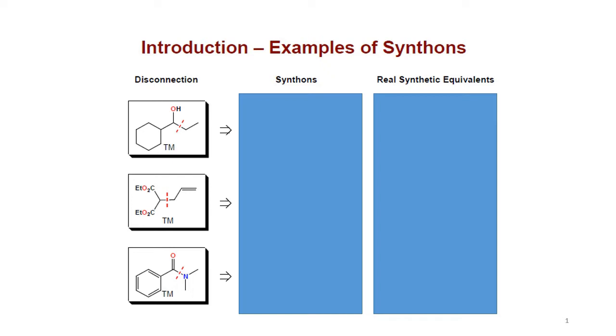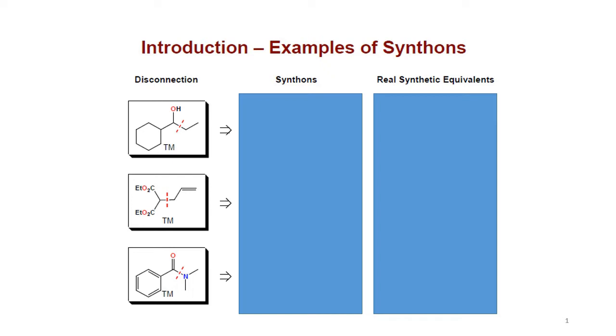have been introduced to terminology called synthons, and I've shown you how you can disconnect a molecule, which will give you some synthons. And in this video series, we are going to talk about synthons and how you can actually get synthons from disconnection. Okay, if you look at the first example here, this is your target molecule.